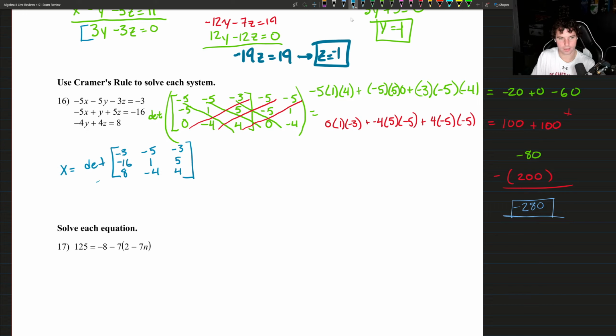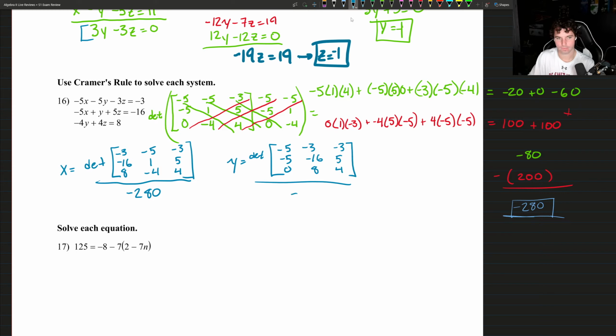Right, so you would take the determinant of this and then put it over -280, and that would give you x. For y, you do the same thing, except you're replacing the y column. And then the same thing for z.